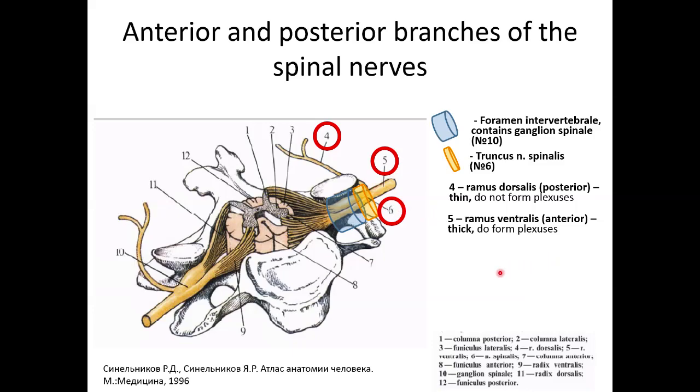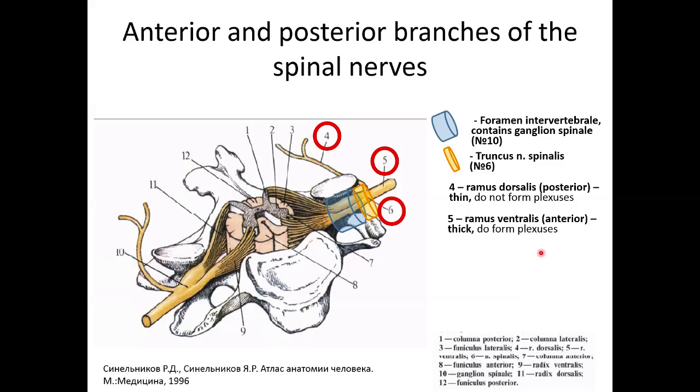So each spinal nerve from each spinal segment gives 2 branches, ramus dorsalis and ramus ventralis. And ramus dorsalis does not form plexus, and ramus ventralis does form plexuses.